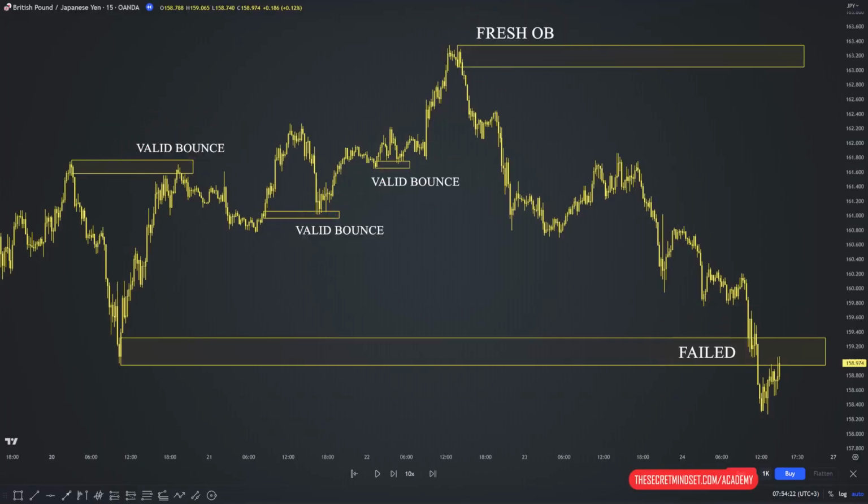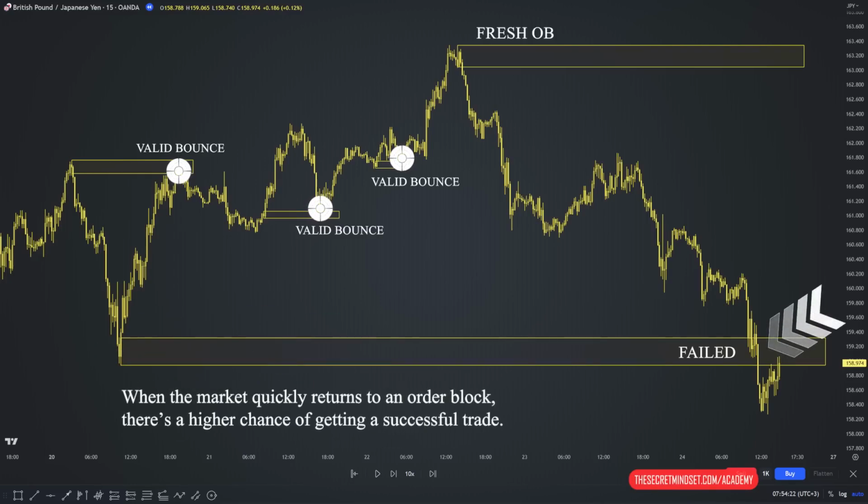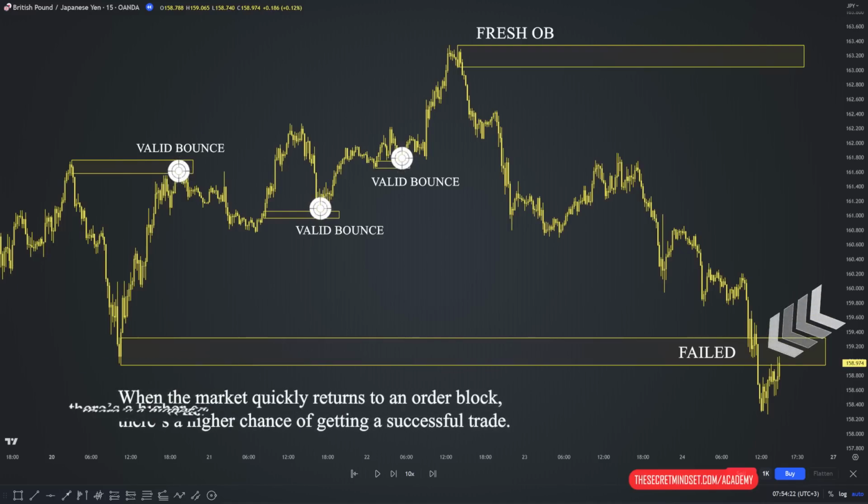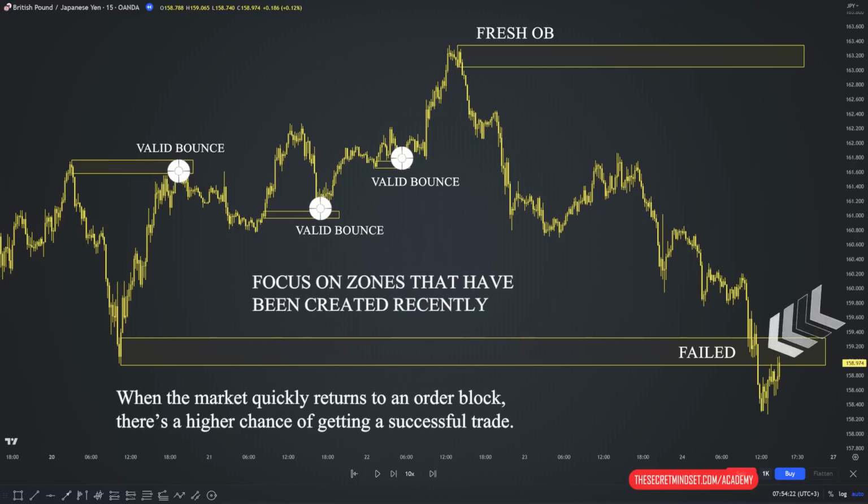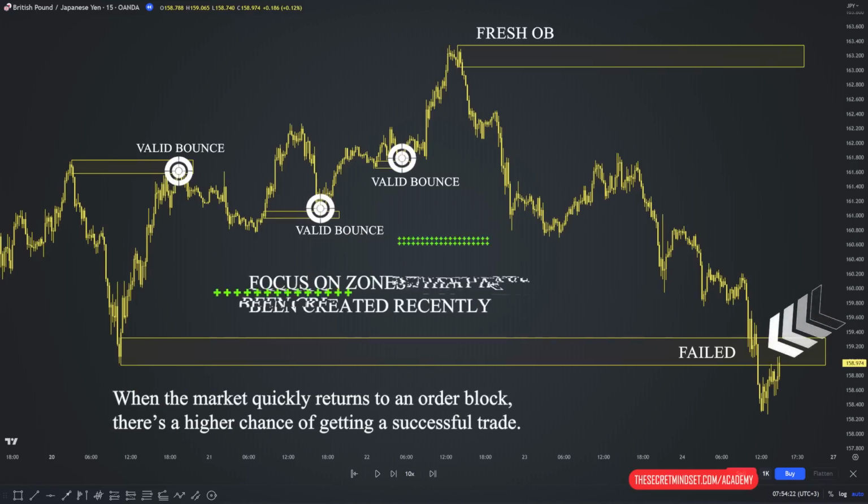Just imagine if you had traded these recent order blocks I marked on the chart. Each zone would have given you a decent trade. But if you had traded the older zones, the success rate is much lower. So here's the key takeaway. When the market quickly returns to an order block, there's a higher chance of getting a successful trade. On the other hand, older blocks don't usually work out well, so it's better to focus on zones that have been created recently.